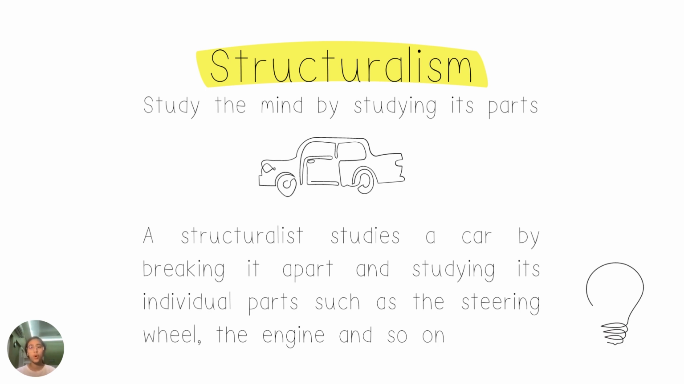And what they believed was that an object could be studied by observing the parts and materials that it's made of. Now, if you apply this to a different context, a structuralist, if they had to study a car, would break it apart, would disassemble it, and study the individual parts, such as the steering wheel and the tires and the engine. And it was then after studying all those parts that they would come to a conclusion as to what it is that this object actually does and what's the purpose that it serves.